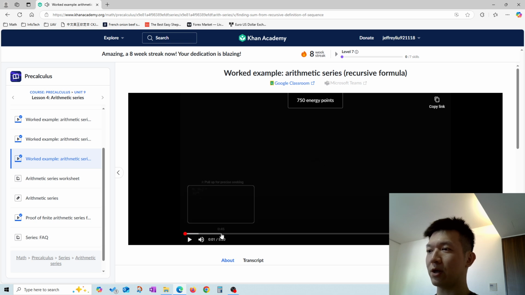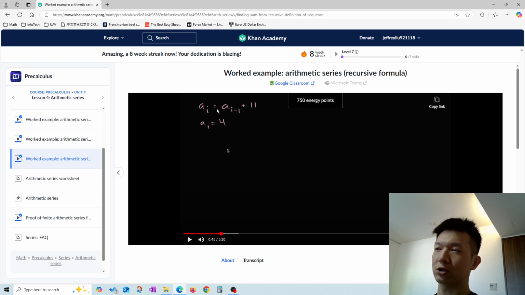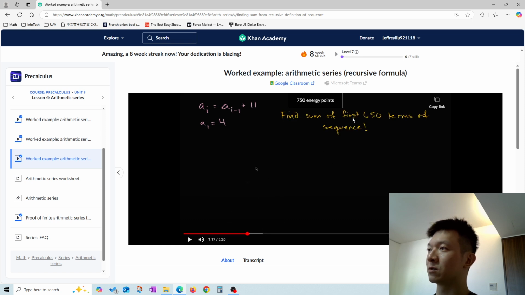So this is another way that the question can ask you. Okay, so Ai equals Ai minus 1 plus 11. A1 equals 4. So what is our Ai? You want to figure that one out, right? So this equation right here is explaining our sequence, right? What's the difference? So for example, I want to find out number 2, the second term of our series.